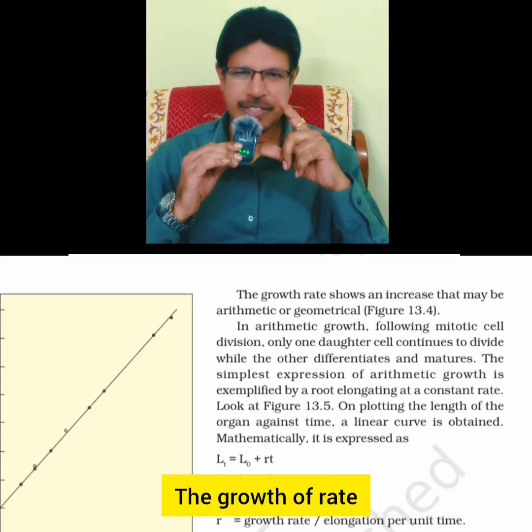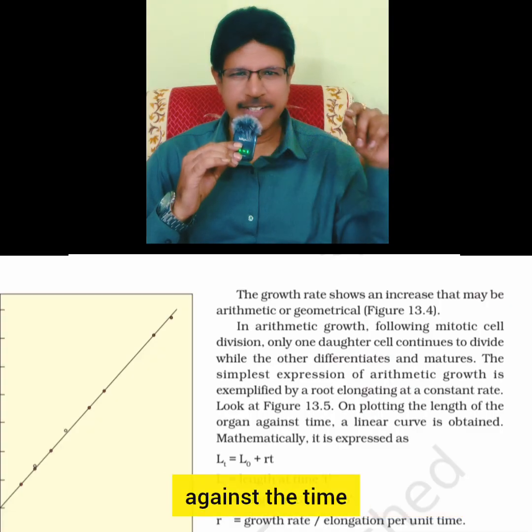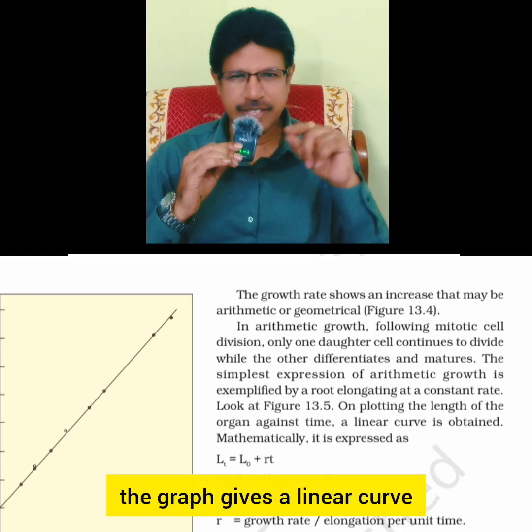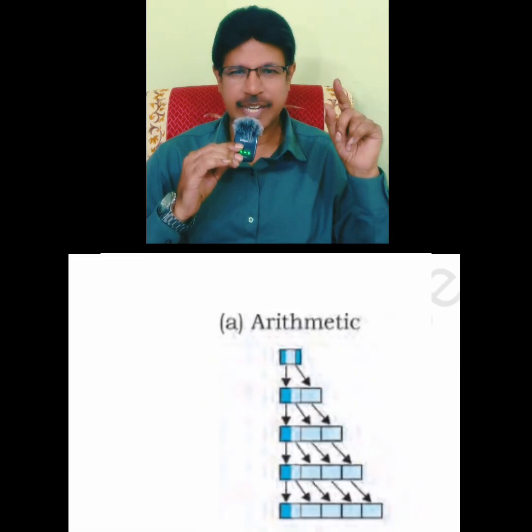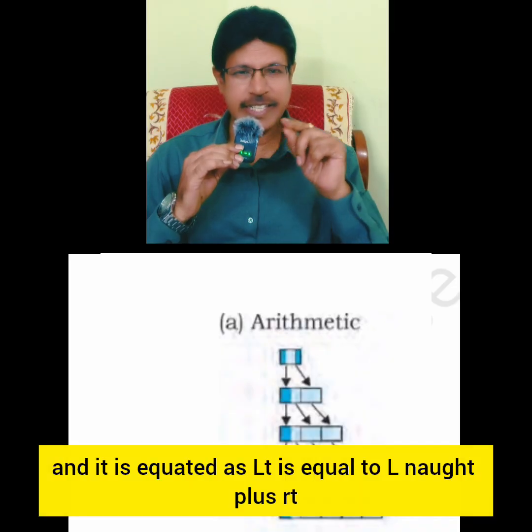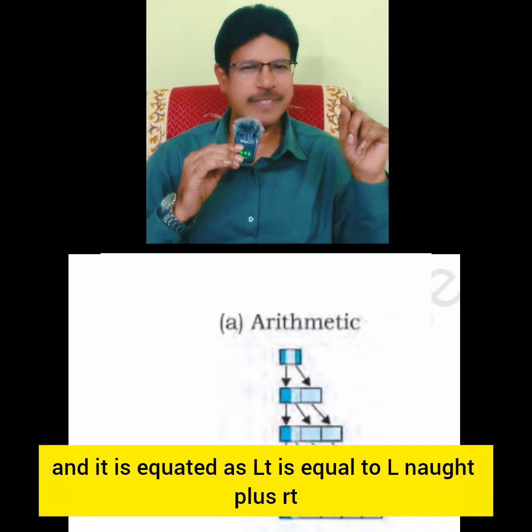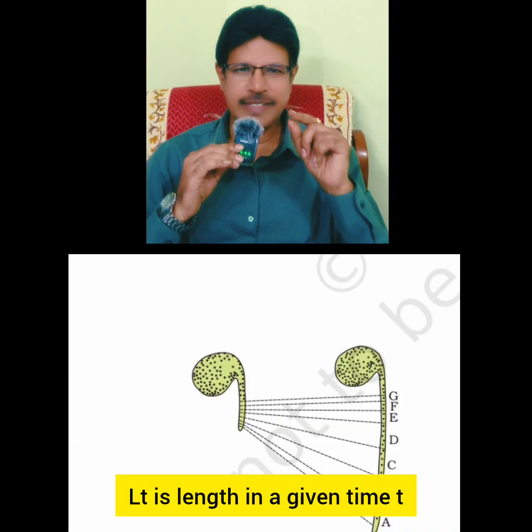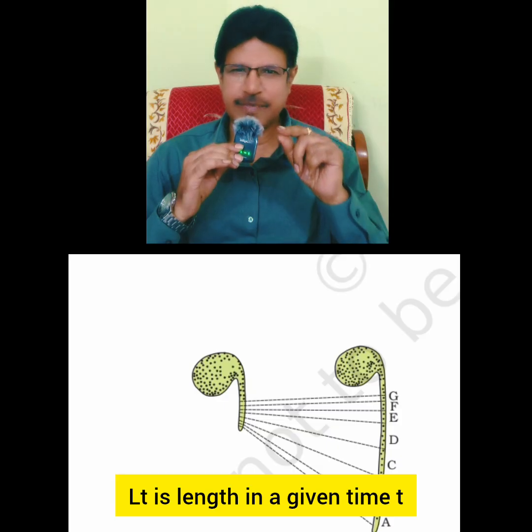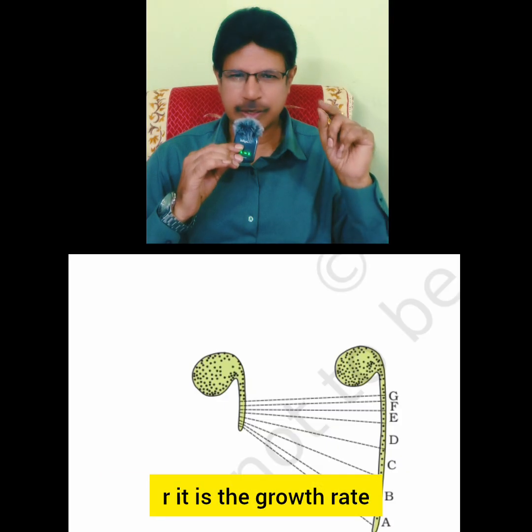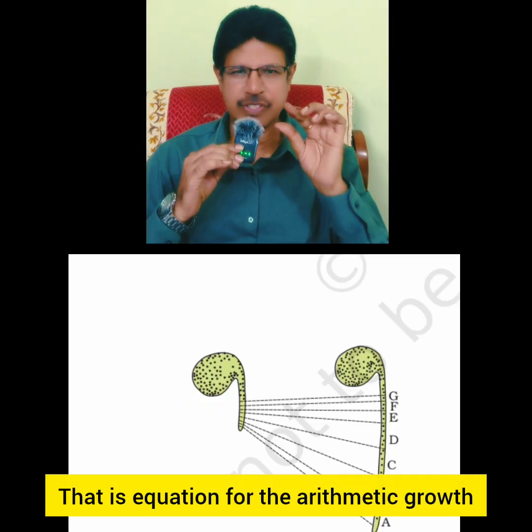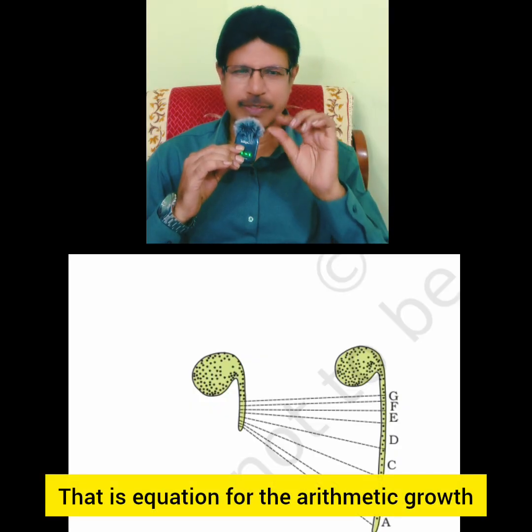If we plot the growth rate against time, the graph gives a linear curve. That means it shows linear growth. And it is equated as Lt = L0 + rt, where Lt is the length at a given time t, L0 is the length at time 0, and r is the growth rate. That is the equation for arithmetic growth.